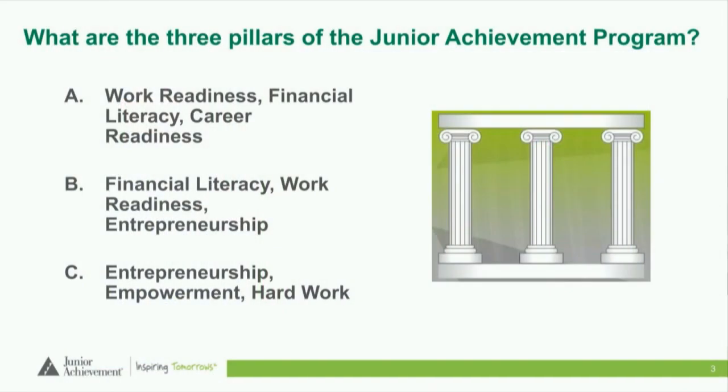Rachel, great question. Question number 2. Junior Achievement has 3 pillars. So what are the pillars? Here are your options, and you can see them there on your screen. Work readiness, financial literacy, career readiness is A. B, financial literacy, work readiness, entrepreneurship, or C, entrepreneurship, empowerment, and hard work. So everybody, mark down your answers. Let's log in those answers.